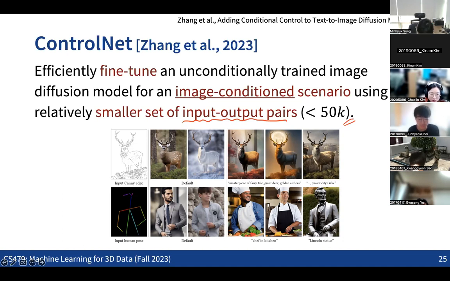So these are all examples where we are taking a sketch as the input and generating some variations. Or we are taking human pose information as input and generating variations like this.